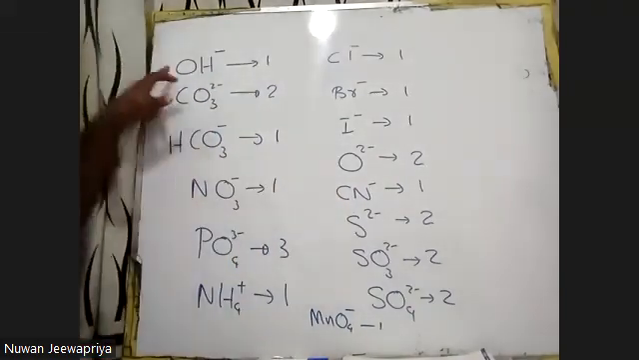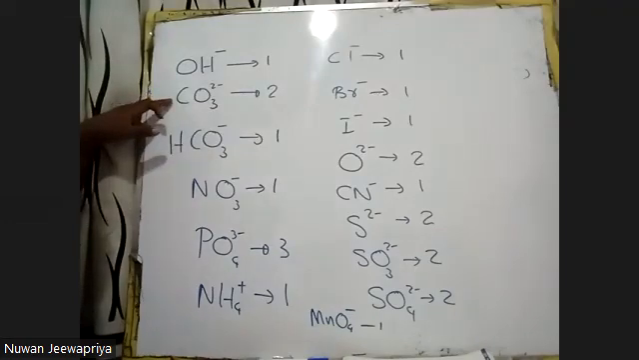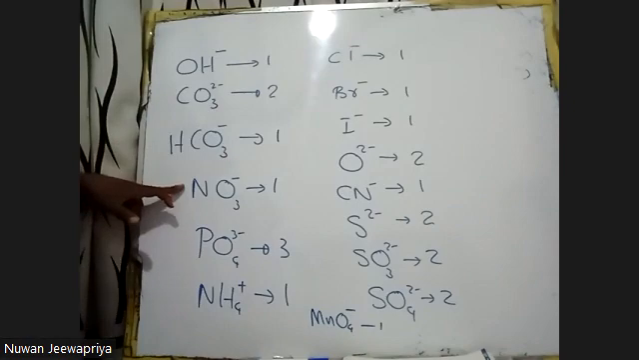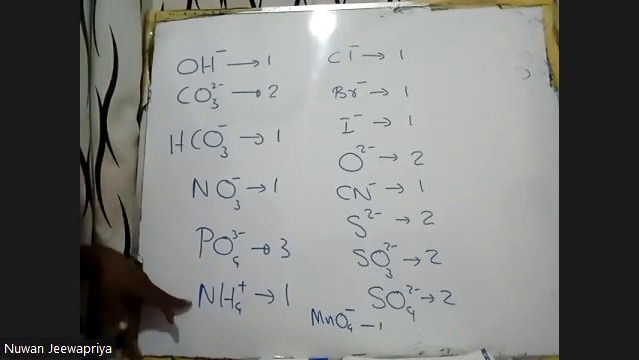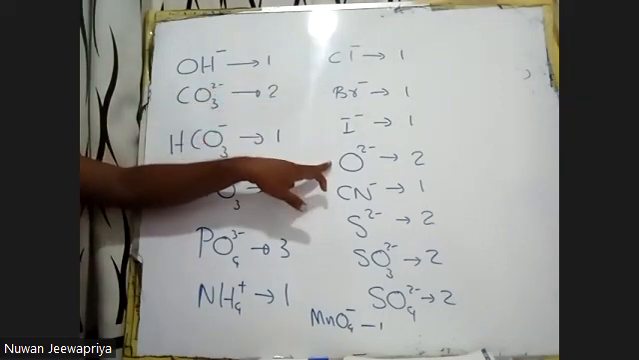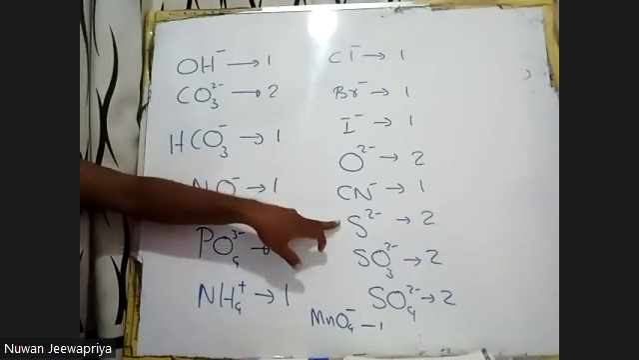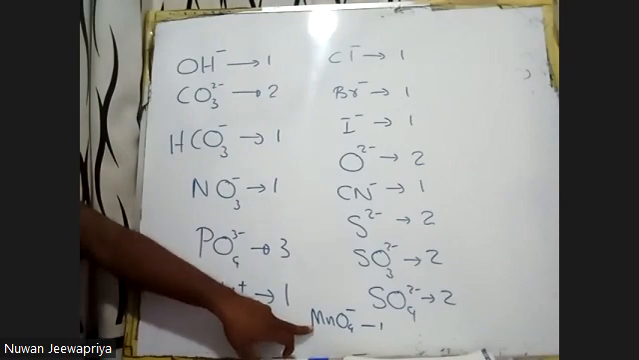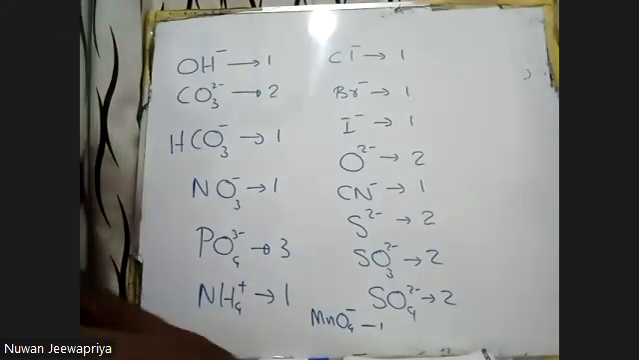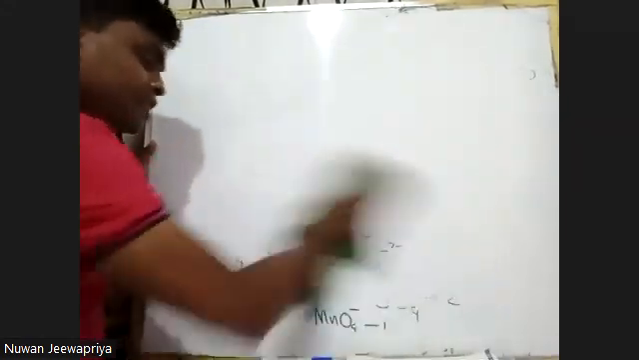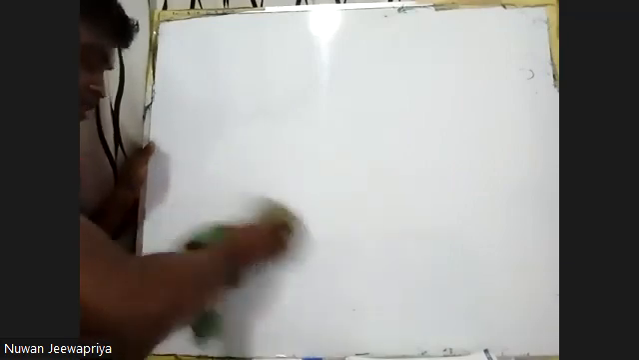I'll come across again: hydroxide, carbonate, bicarbonate or hydrogen carbonate, nitrate, phosphate, ammonium, chloride, bromide, iodide, oxides, cyanides, sulfide, sulfite, sulfate, permanganate. Right. The next. Now I will erase these things. So we see how we use these groups to write their formula.